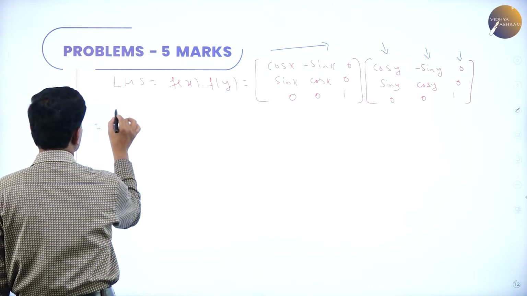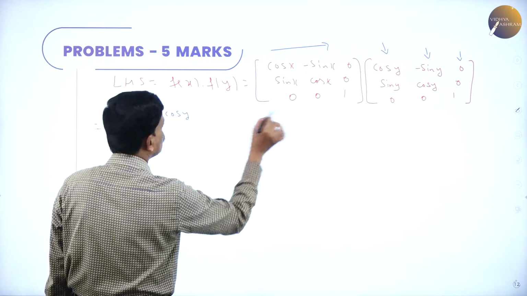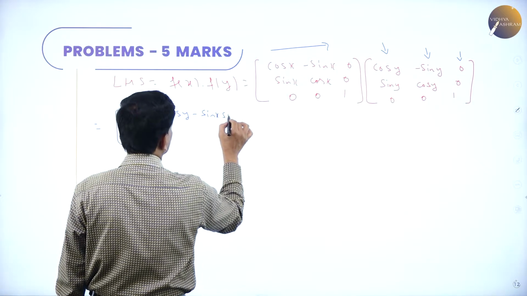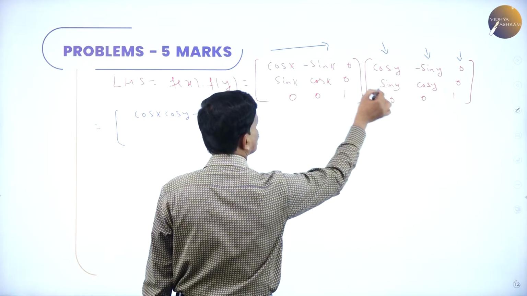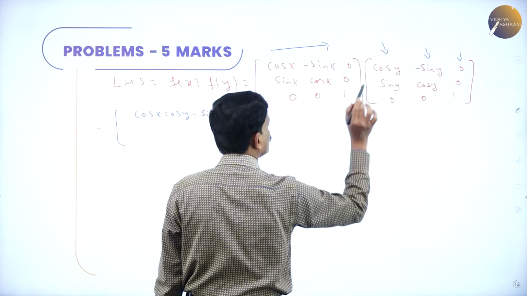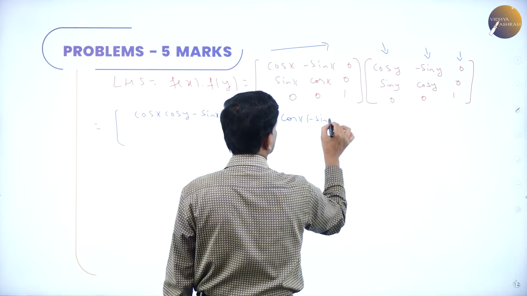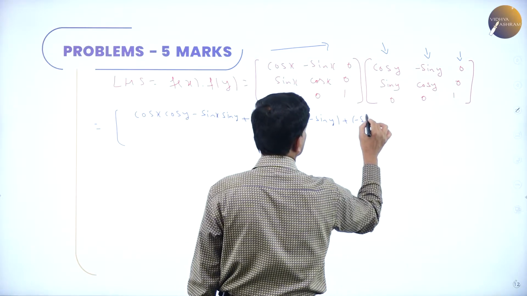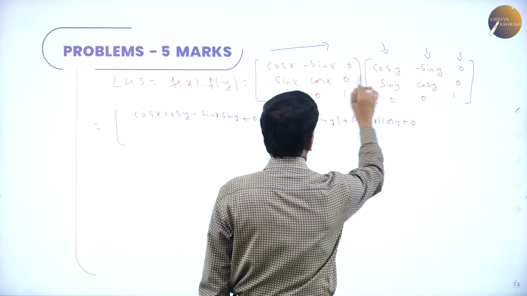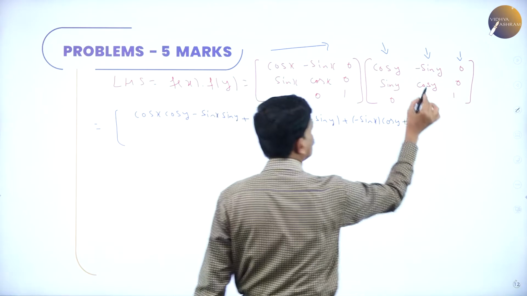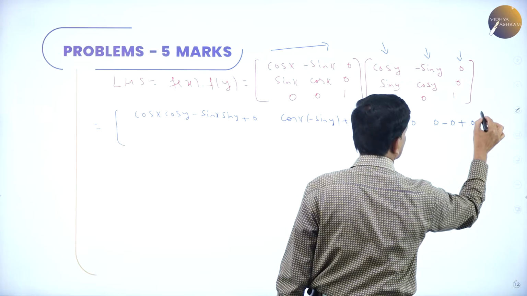Let me multiply. This is equal to first row: cos x cos y minus sin x sin y plus 0 into 0. Again same row, second column: cos x into minus sin y plus minus sin x into cos y plus 0. Again first row, last column: cos x into 0 is 0, plus sin x into 0 is 0, plus 0 into 1 is equal to 0.